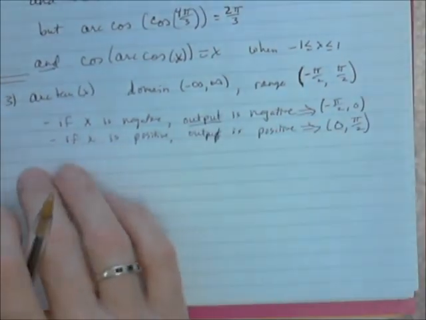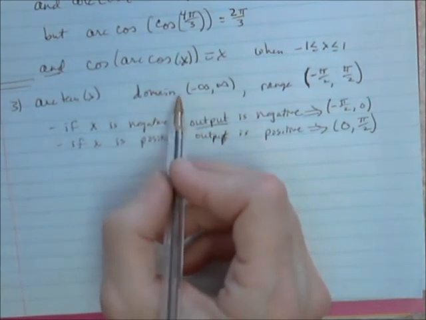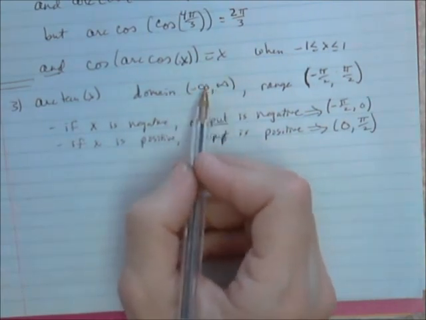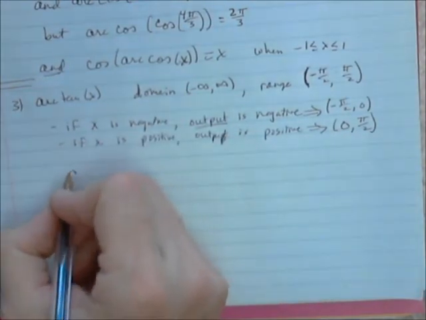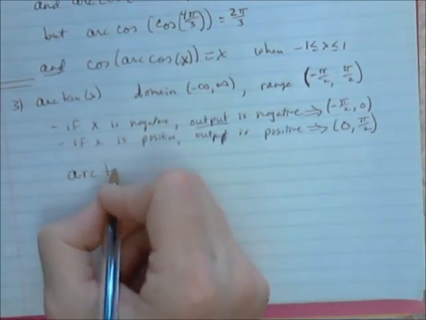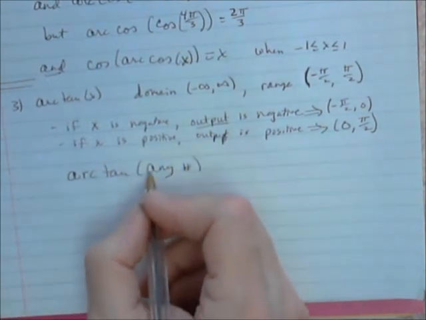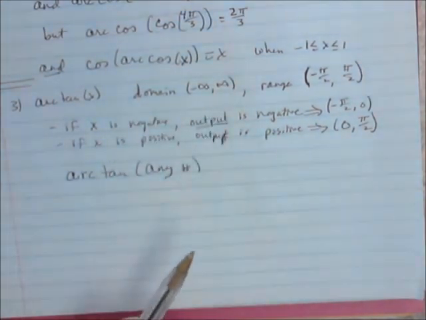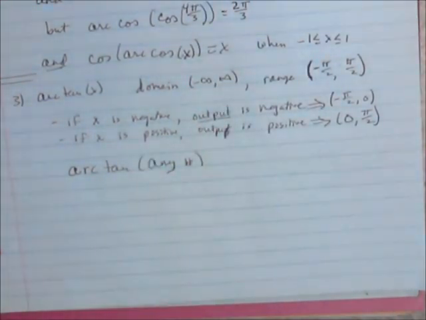All right, and let's do composition. Oh, also, if you have a domain of all real numbers, you can put anything into an arc tangent. So you can do arc tangent of any number at all. It can be really big, really small, because the domain is all real numbers, and that's unlike sine and cosine.